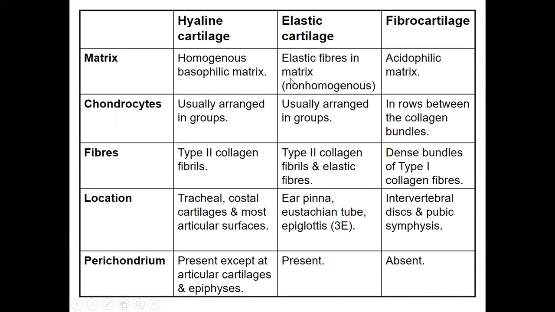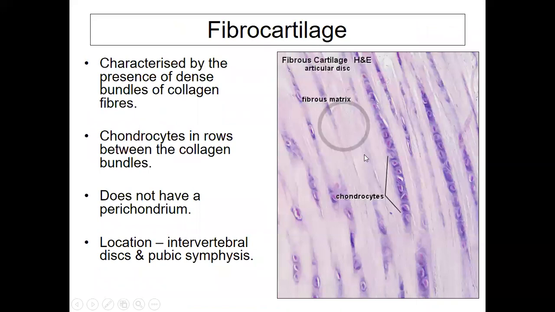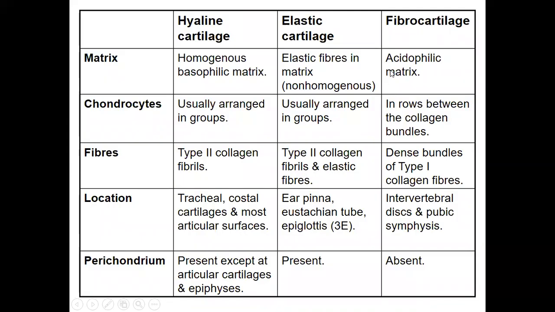It's not similar, because there is a presence of elastic fiber in the matrix. And for the fibrocartilage, the acidophilic matrix, the pinkish matrix. The chondrocytes for the hyaline cartilage are usually arranged in groups, the same as elastic cartilage, also arranged in groups. But for the fibrocartilage, they are arranged in a row between the collagen bundles.